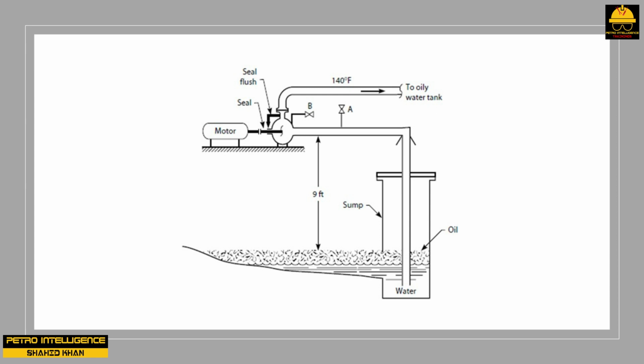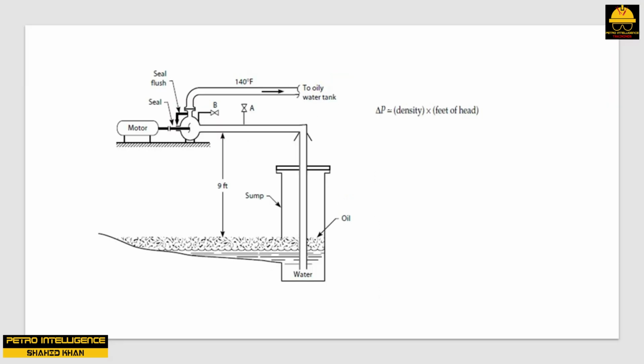The cause of this odd behavior is that the water level in the sump had dropped. A layer of oil with a specific gravity of 0.70 had been drawn into the suction of the pump. The feet of head developed by the pump had not changed. But a pump's discharge pressure is proportional to density times feet of head: delta P is proportional to density times feet of head. As the specific gravity of the liquid had dropped by 30%, so had the pump discharge pressure. The amperage load on the motor driver is also proportional to the weight of liquid pumped, which also changes with the specific gravity of the liquid.